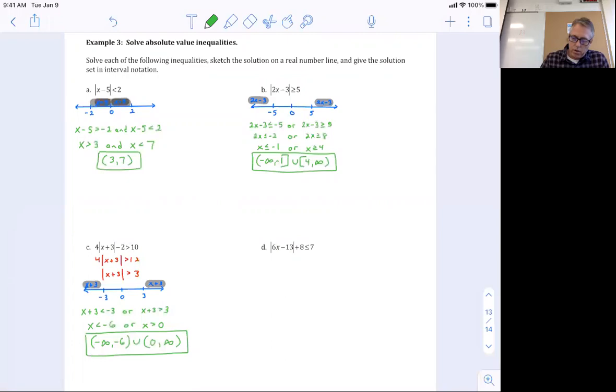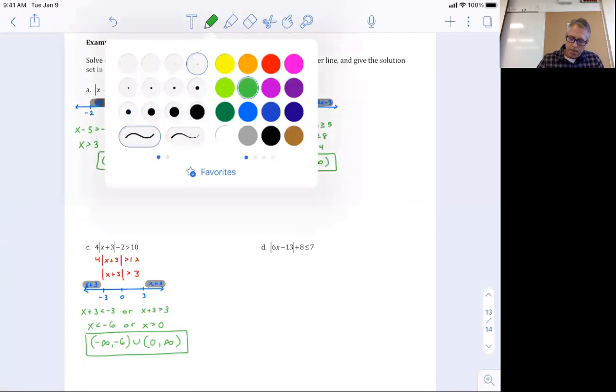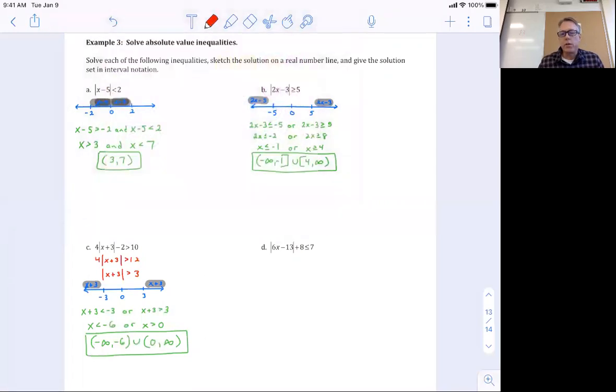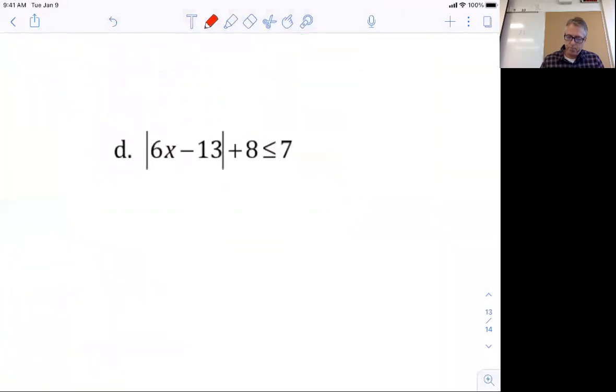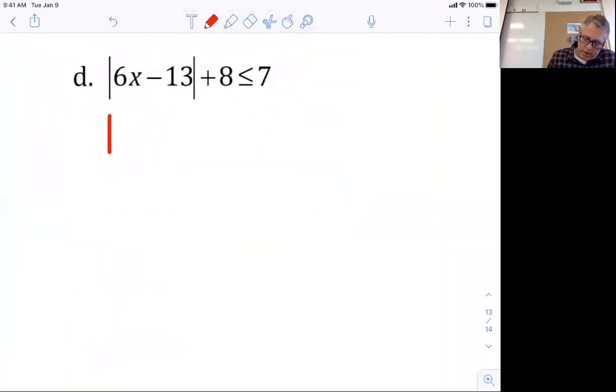All right, let me try one more. And then there is another way that we can plug in some answers to check them that I'll show you at the end. But let's do this problem down here, part D. And the first thing we need to do in part D is to get the absolute value stuff by itself first. So I'm going to subtract the 8 over to the other side. So I get the absolute value of 6x minus 13 is less than or equal to -1.